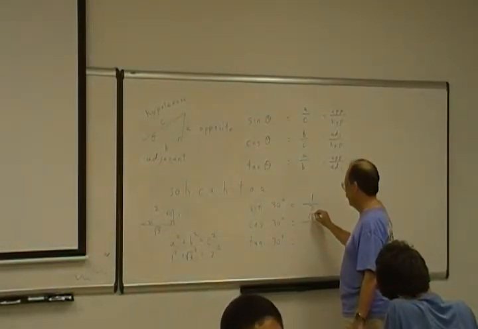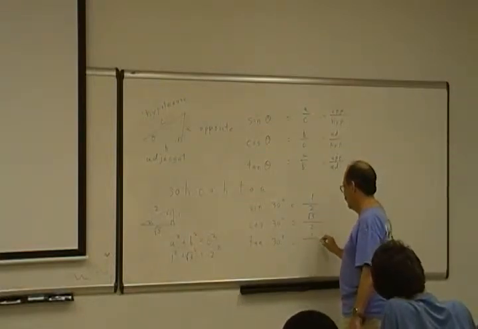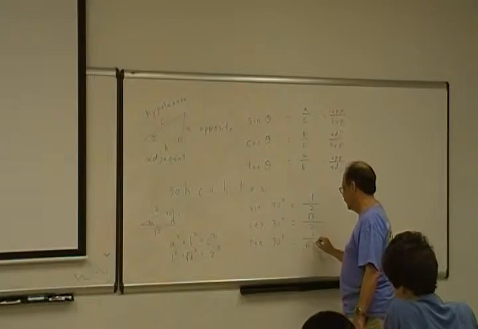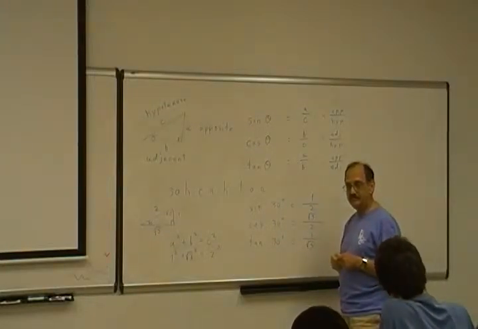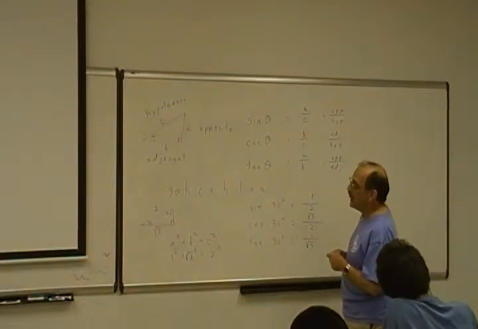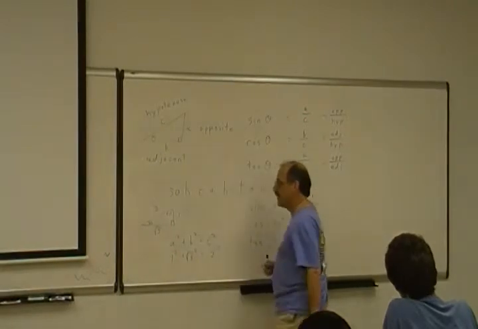Make the cosine the square root of 3 over 2. And the tangent then is 1 over the square root of 3. Okay? Any questions about that? All right. Now, you can have more than one triangle which has a 30-degree angle.